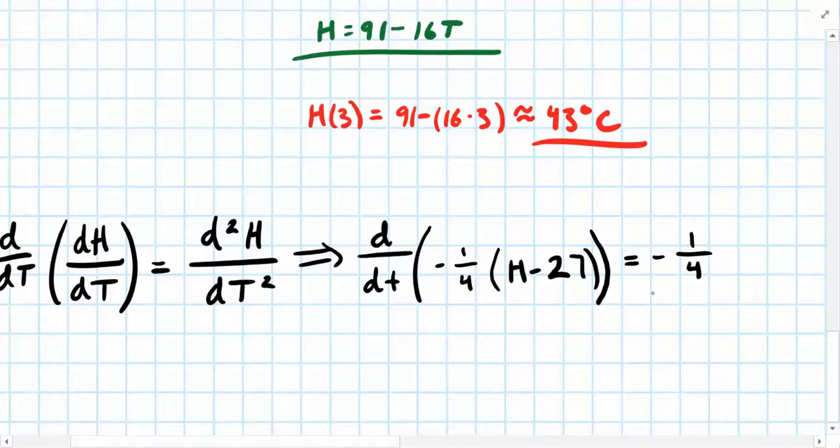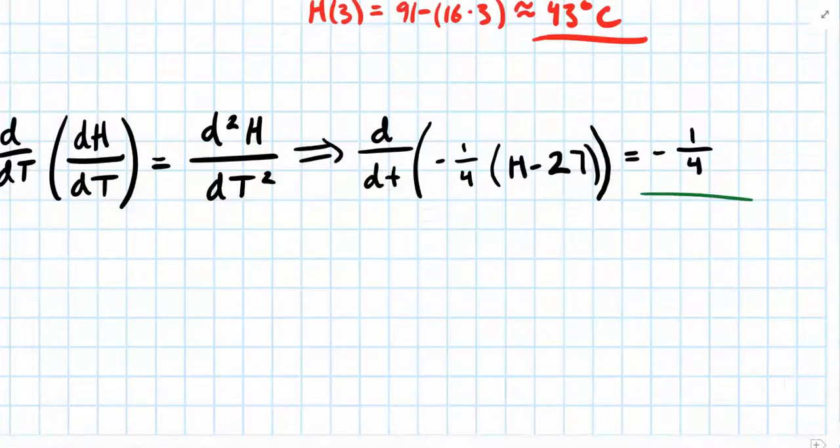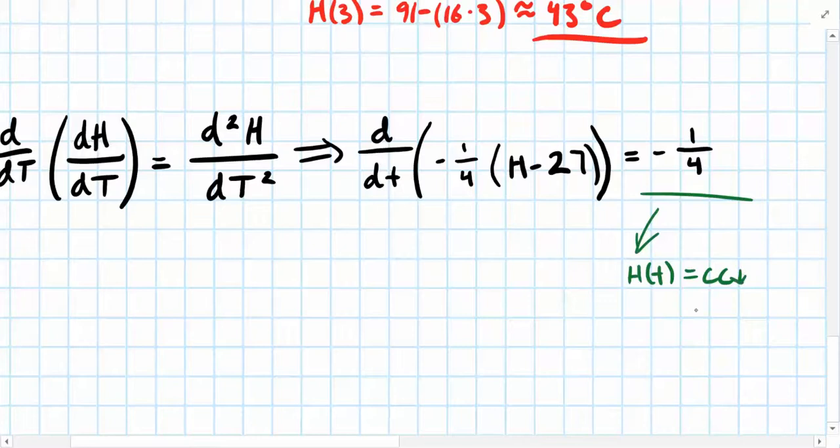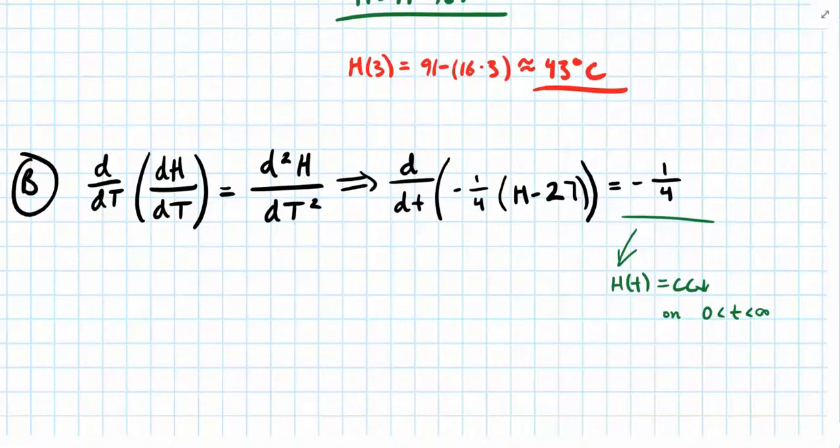So our second derivative is negative, and this means that h of t is concave down on 0 is less than t, which is less than infinity. So we know that this answer is an overestimate because the second derivative is negative. I'll draw this out for you.